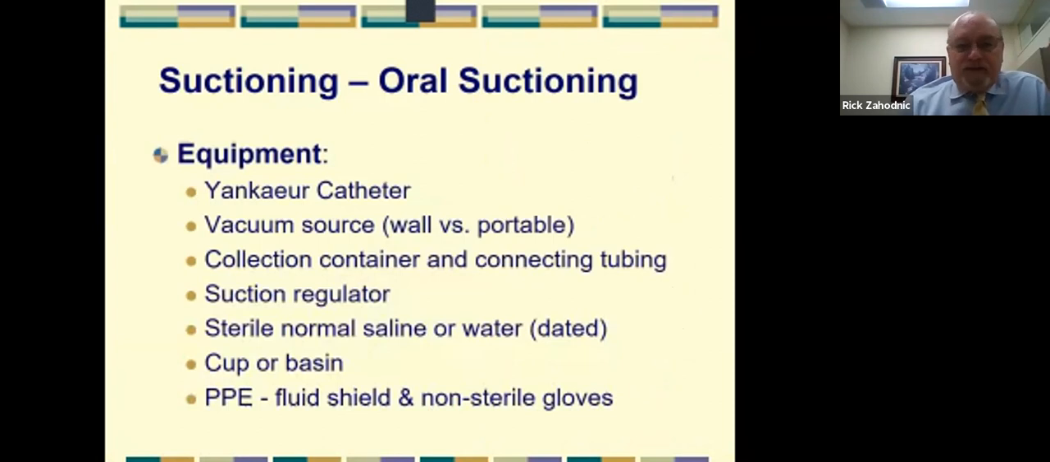Let's talk about oral suctioning first. This is where we're going to use that Yankauer catheter, having again a vacuum source, collection container, and tubing, some sort of a regulator to regulate the amount of suction. You'll need to have some sort of normal saline or sterile water that is dated so that we know that it's not old, some kind of a copper basin to put it in, and obviously PPE for us.